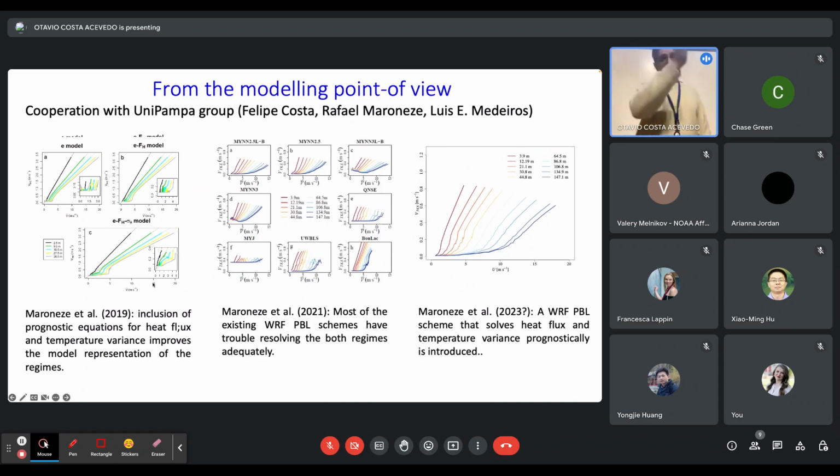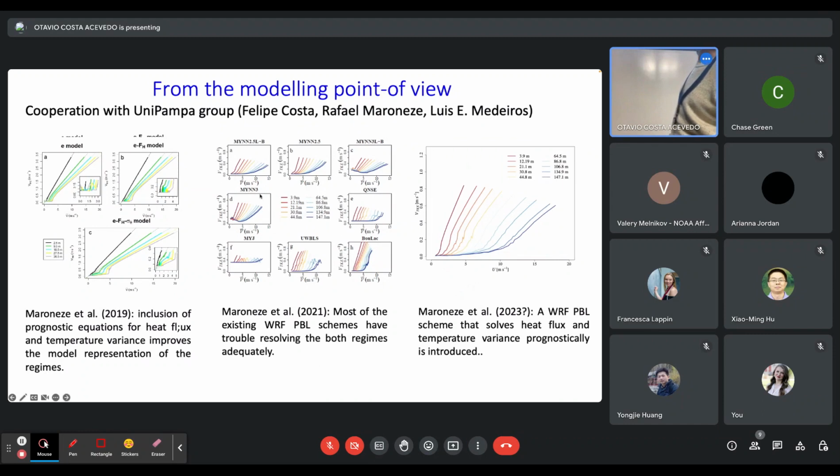This here is a simple, simplified column model. Rafael showed that if we introduce prognostic equations for the heat flux and temperature variance, the representation of the hockey stick improves. Here, Rafael looked at different boundary layer schemes in WRF and found that many of them do not reproduce it very well, like the Mellor-Yamada-Janjic here that has a minimum turbulence, very fixed. Others have fixed minimum turbulence here. These ones have warming, that counter-gradient flux that warmed. The one that resembles best is Mellor-Yamada Nakanishi-Niino 2.5.